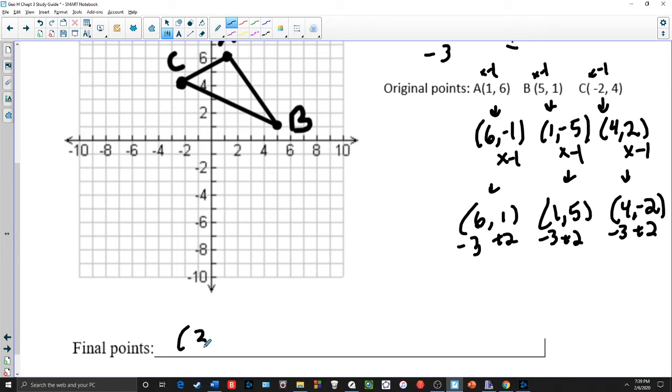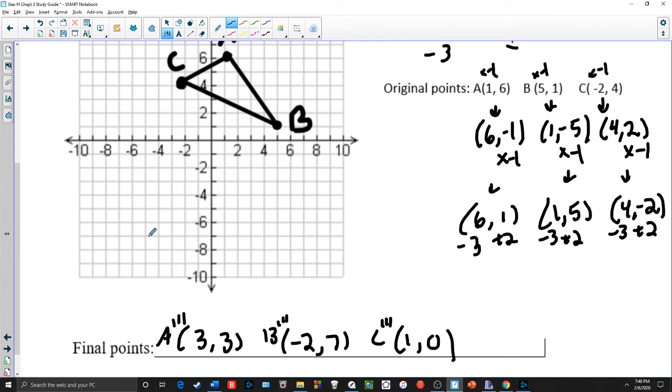So 6 minus 3 is 3, 1 plus 2 is 3. 1 minus 3 is -2, 5 plus 2 is 7. And then 4 minus 3 is 1, and then -2 plus 2 is 0. So that'd be C triple prime, B triple prime, and A triple prime. The reason they're triple prime is because we did 3 transformations on them.